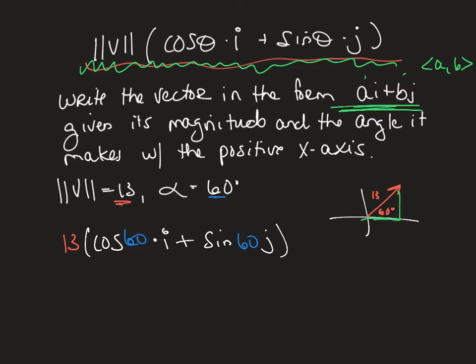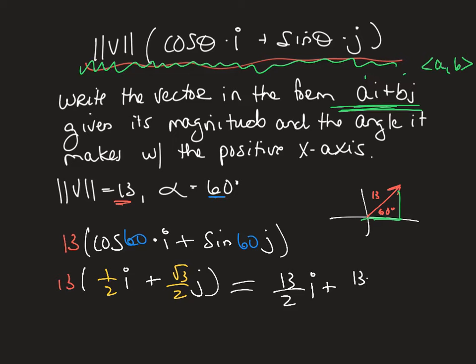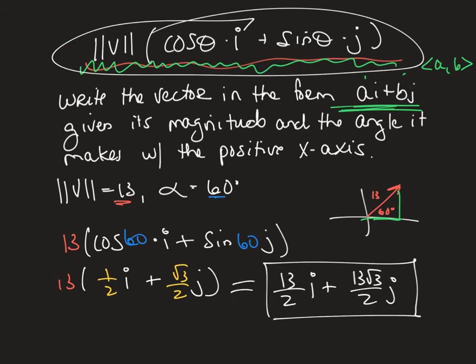I should say. All right, so then when you do this, this is just going to be your 13 times the cosine of 60, which is 1/2, I plus the sine of 60, which is radical 3 over 2, j. And then you just distribute your 13 across. So then it's 13 halves I plus 13 radical 3 over 2 j. So you're just writing it in component form given the magnitude and the angle, and you are literally just using that lovely formula up there.